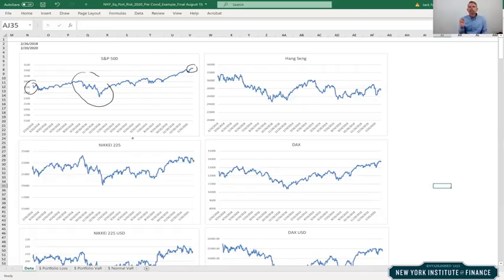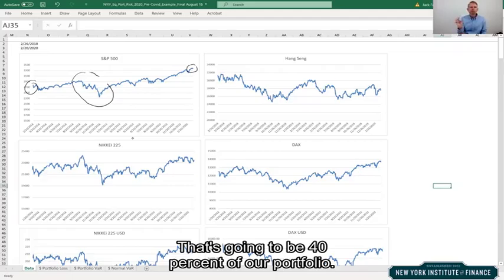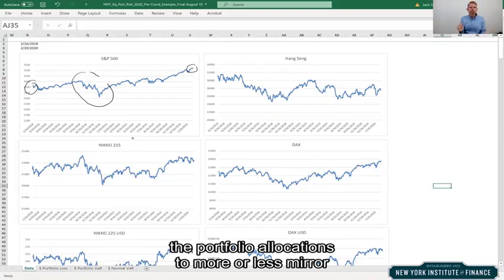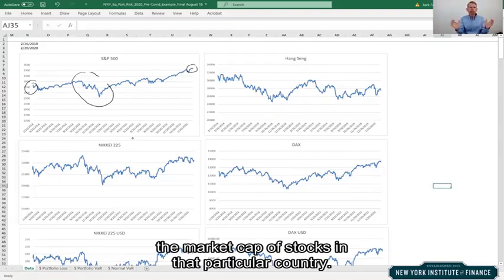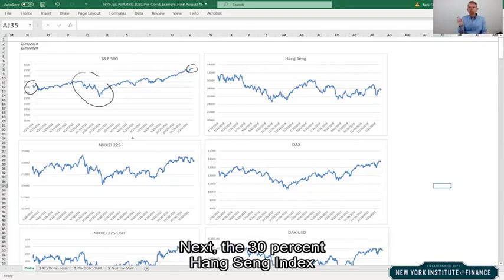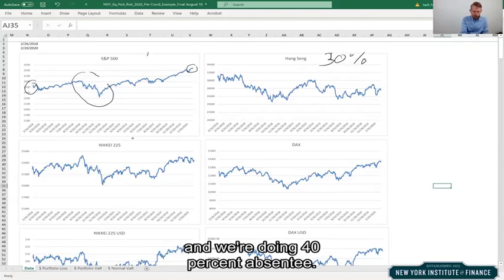Okay. Now, that's the S&P 500. That's going to be 40% of our portfolio. And now I've chosen the portfolio allocations to more or less mirror the market cap of stocks in that particular country. Okay, next, the Hang Seng Index, which we're doing 30% Hang Seng Index, and we're doing 40% S&P.